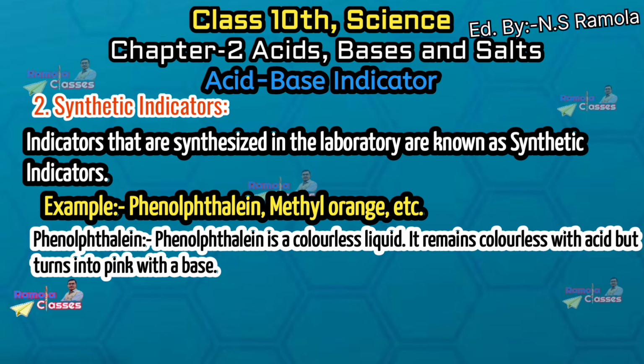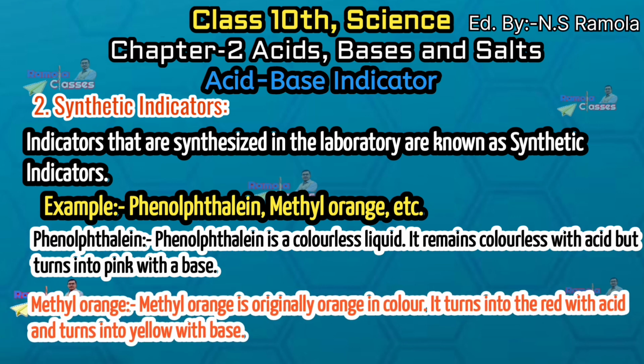Phenolphthalein is a colorless liquid. It remains colorless with acid but turns pink with a base. And methyl orange is originally orange in color. It turns red with acid and turns yellow with base.